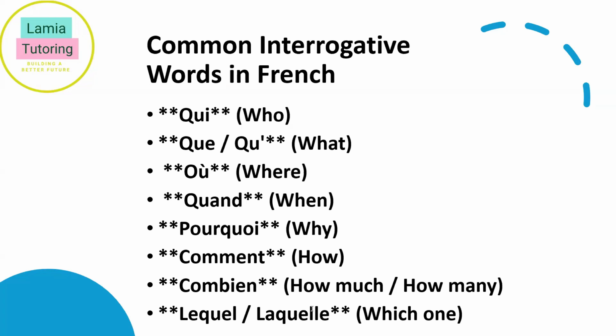Qui, who; que or qu' with an apostrophe, what; où, where; quand, when; pourquoi, why; comment, how; combien, how much, how many; lequel, laquelle, which one. So I have all of them. It was the last one you didn't have.